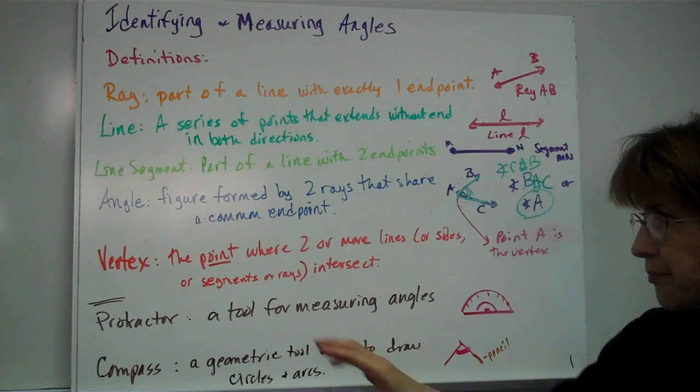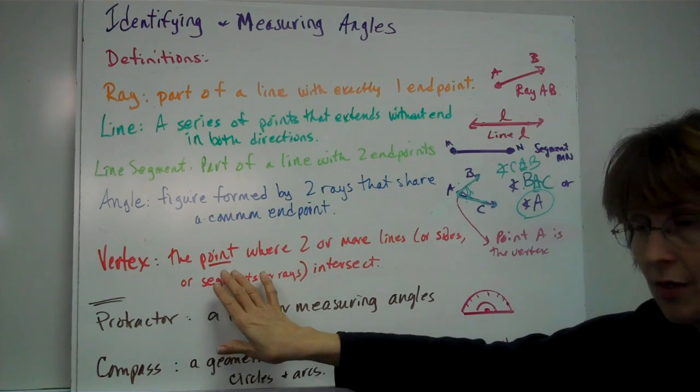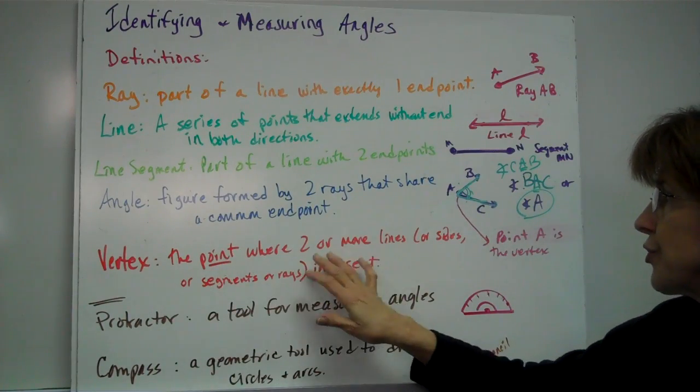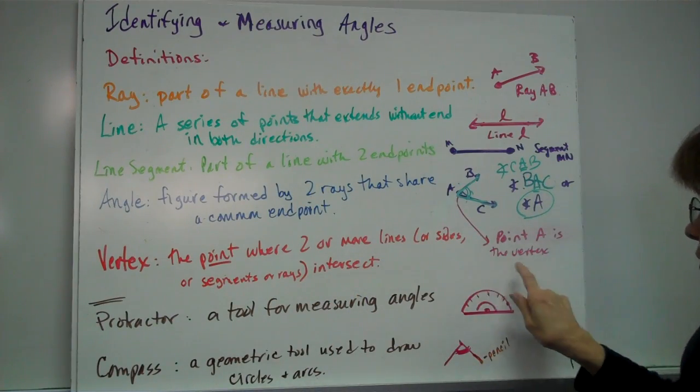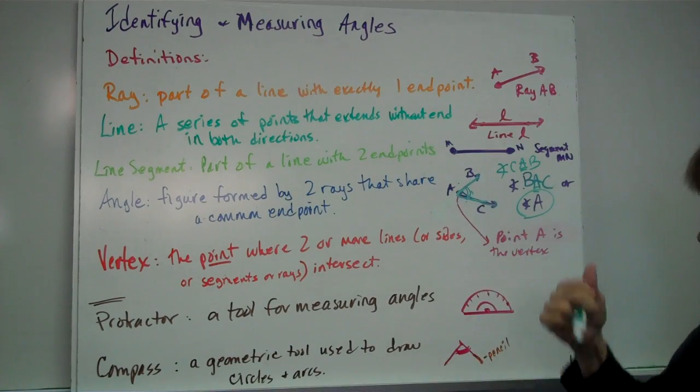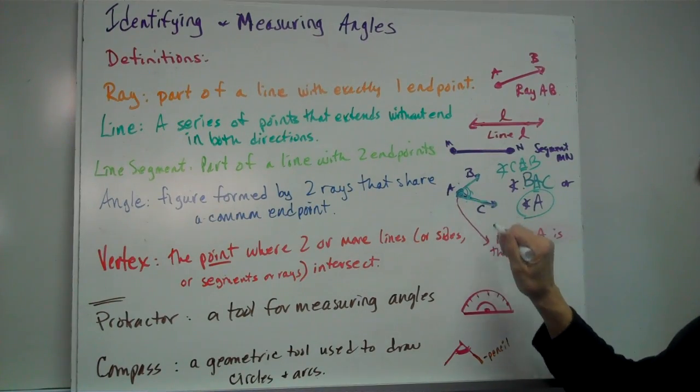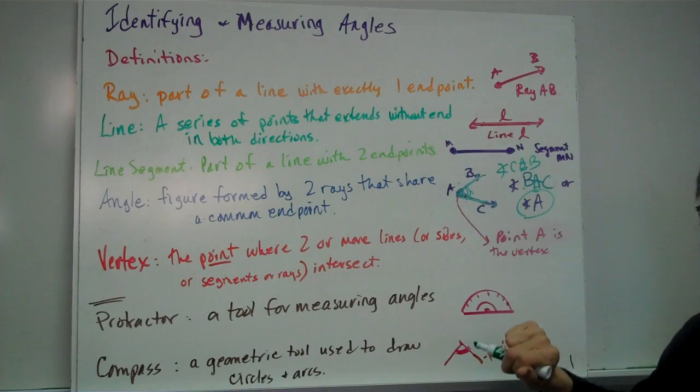All right, now a vertex is an actual point. Okay, the vertex is the point where two or more lines or sides or segments or rays intersect. Okay, it's the point where they intersect. So in this case, A would be the vertex. A is a vertex of this angle. A is where those two rays intersect.